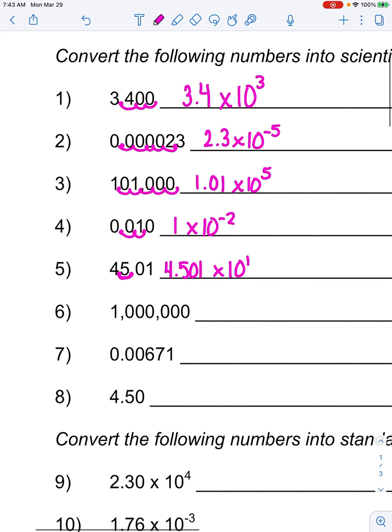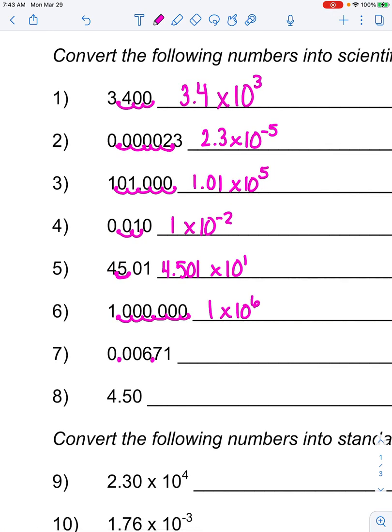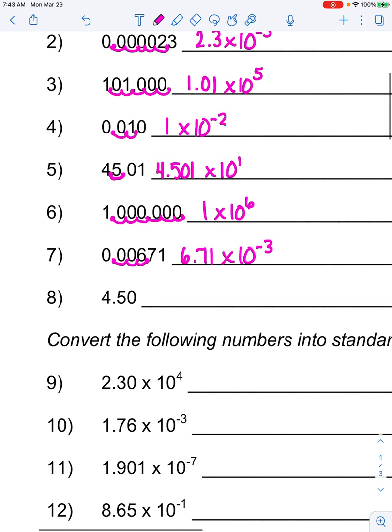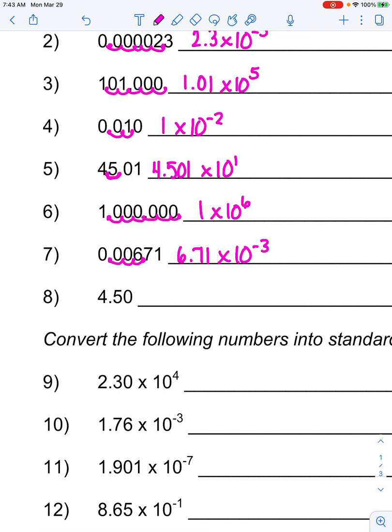Number 6, our decimal is here. We're going to move it here, so we have 1 times 10 to the 1, 2, 3, 4, 5, 6, and it's a bigger number, so it's going to be a +6. Number 7, our decimal's here. We want to move it here, so we have 6.71 times 10 to the 1, 2, 3, but it's going to be a -3 because that number is smaller. It's a small number.